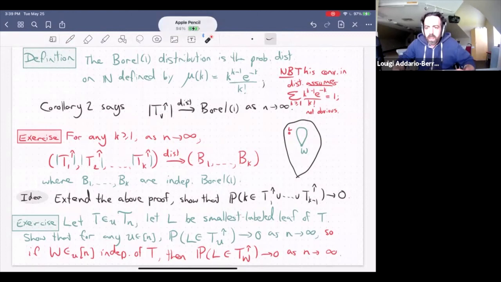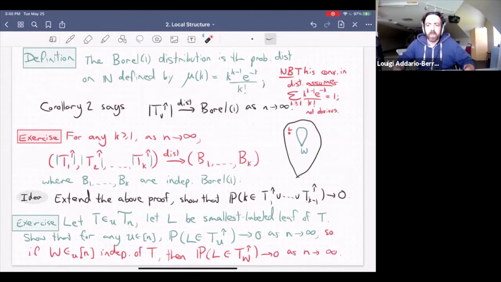In the meantime, I see a question from Suvadeep. Does this exercise imply some local weak convergence to some Galton-Watson tree with Borel distribution as the offspring distribution? Good question. So it's in fact the total size of the tree that's Borel distributed, not the number of children.